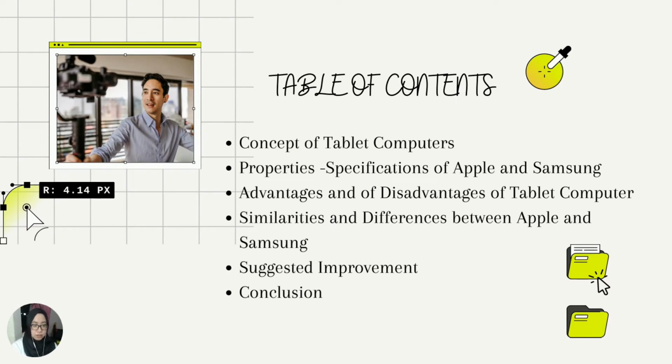So this is our table of contents. First is concept of tablet computers. Second is properties, where we will discuss the specification of Apple and Samsung. Next one is advantages and disadvantages of tablet computer. Next is similarities and differences between Apple and Samsung. Next is suggested improvement, and the last one is conclusion.